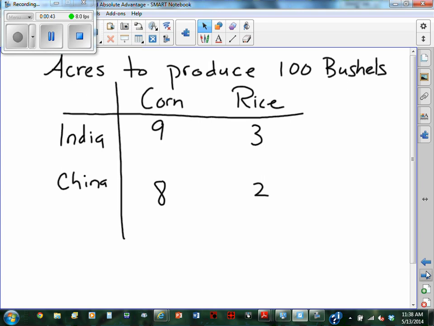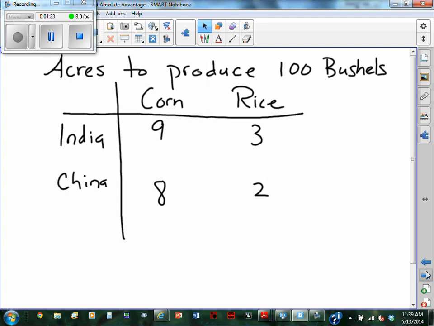So this problem is looking at acres to produce 100 bushels of two different agricultural products, corn and rice. And we have two nations, and they could produce different amounts. What's different here? The amount of resource used or the amount of corn produced? The amount of corn produced? Well, it says 100 bushels. So what's different? The resource, the number of acres needed to produce that 100 bushels of corn or 100 bushels of rice. So this is an input problem, because the thing that's different is the resource. So make sure you read your question carefully.